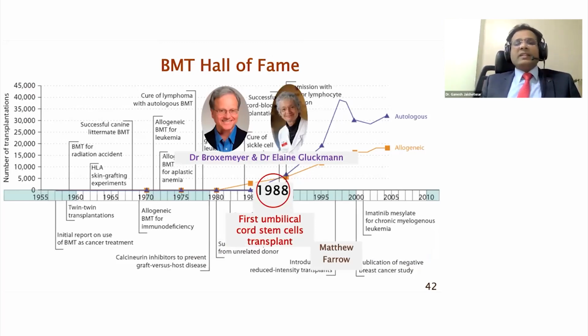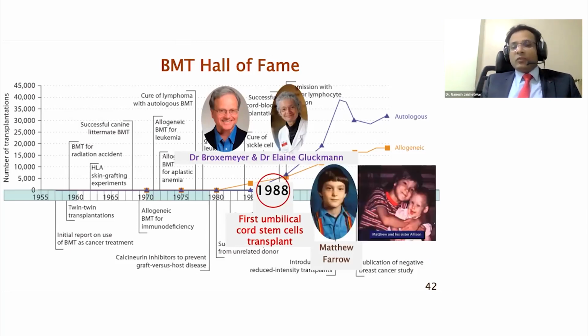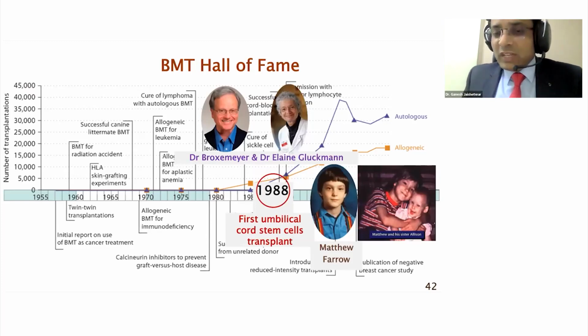And then subsequently, in 1988, the first umbilical cord blood stem cell transplant happened, by the groundbreaking work of Dr. Broxmeyer, who had an immense interest in umbilical cord blood stem cells. He worked more than 10 years on that. And the first umbilical cord blood transplant was done by Dr. Ellen Gluckman at Hospital St. Louis in Paris, on a child, Matthew Farrow, suffering with Fanconi's anemia.